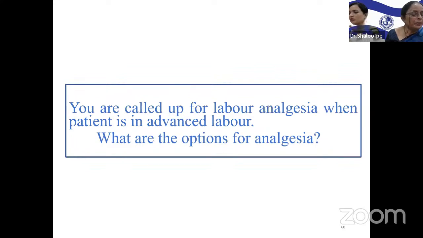There is poor progress. You are called for labor analgesia when the patient is in advanced labor. We get such calls often. And what are the options you have for giving analgesia? So, if we are called for labor analgesia in the advanced stage of labor, first, if the delivery is imminent and there is no time for the establishment of an epidural block, we can go with the single shot spinal analgesia, usually with a combination of hyperbaric local anesthetic with fentanyl.